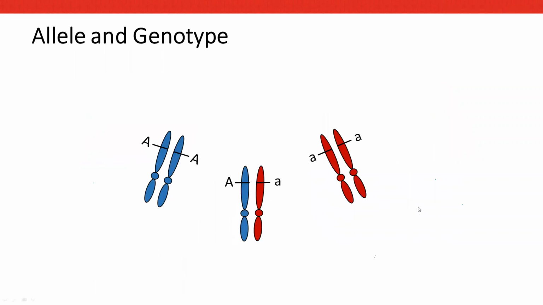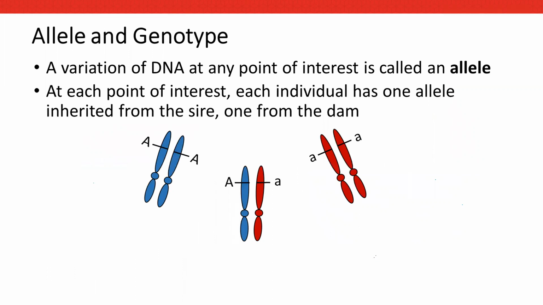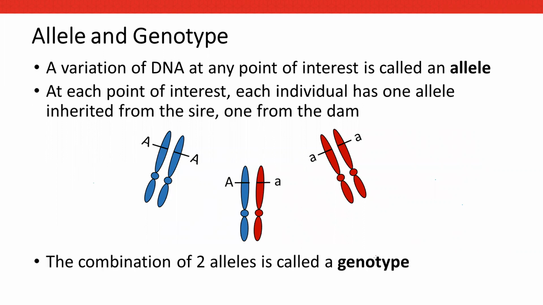So I'm going to introduce some terms that I'll be using throughout the talk tonight. First is allele. So a variation of DNA at any point of interest, that could be a gene, it could be any region of DNA, we call that an allele. So an allele is a variant. And at each of these points of interest in the genome, every individual has one allele from the sire and one allele from the dam. And the combination of those two alleles is what we call a genotype. So an individual's genotype consists of what they inherited from their sire and what they inherited from their dam.